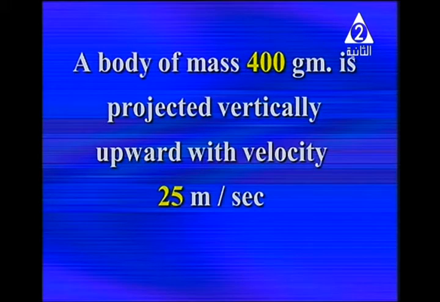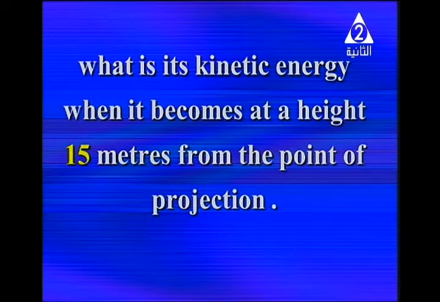Body of mass 400 gram is projected vertically upward with velocity 25 meter per second. Dear student, what is the velocity? Initial velocity. Body of mass 400 gram is projected vertically upward with velocity 25 meter per second. What is its kinetic energy when it becomes at height 15 meters from the point of projection?